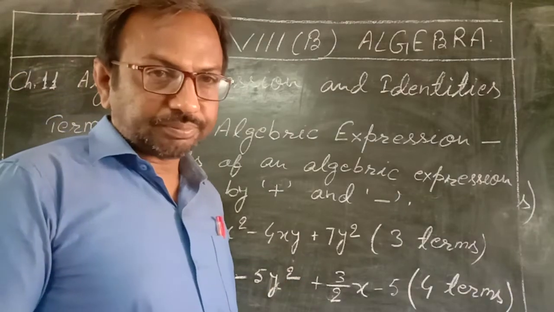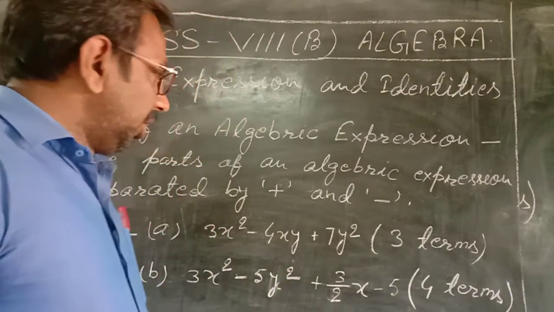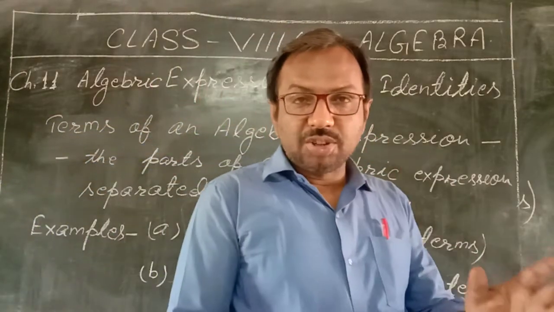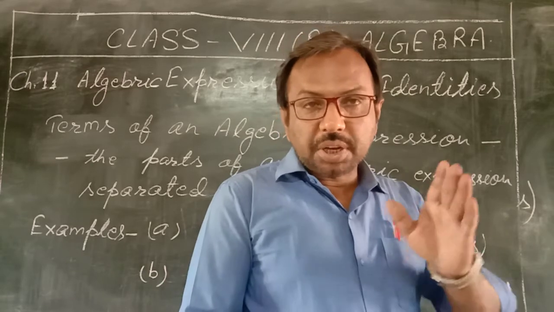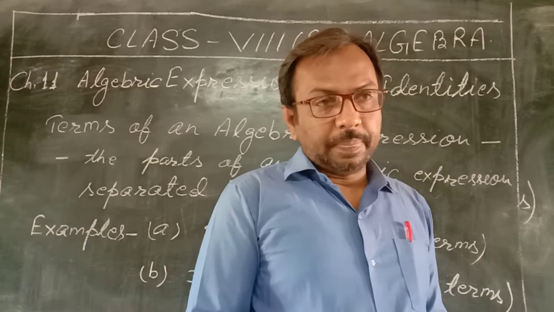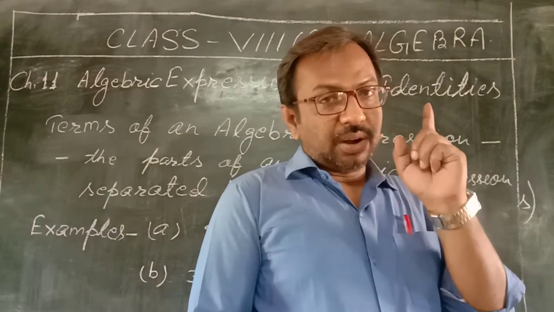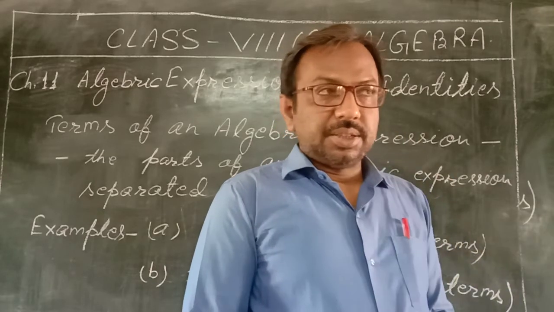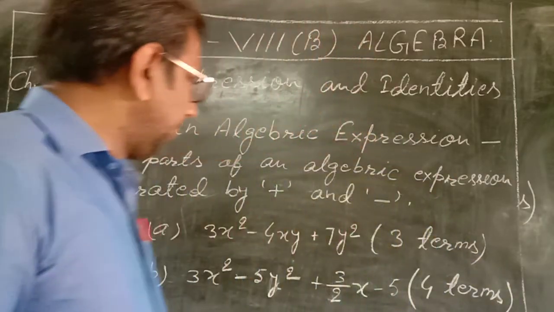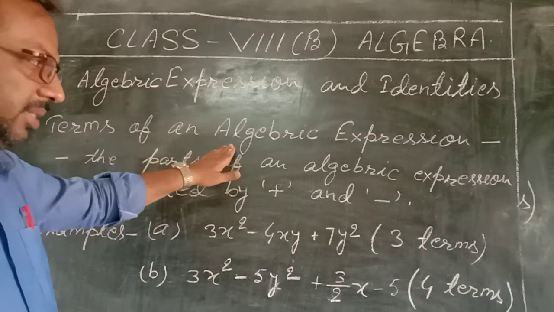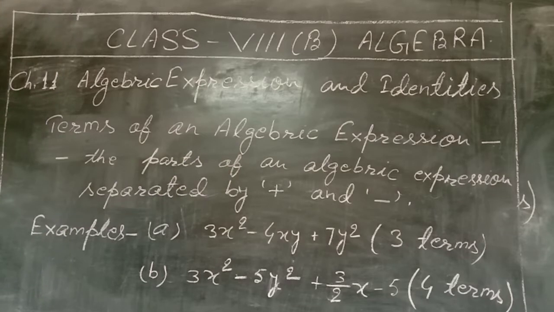So overall, what are we saying? The terms of algebraic expressions are the parts of algebraic expressions. Those are separated by minus and plus signs. And each term is a combination of variables and constants. In this way, we have completed the topic terms of an algebraic expression, and let us start the next topic.